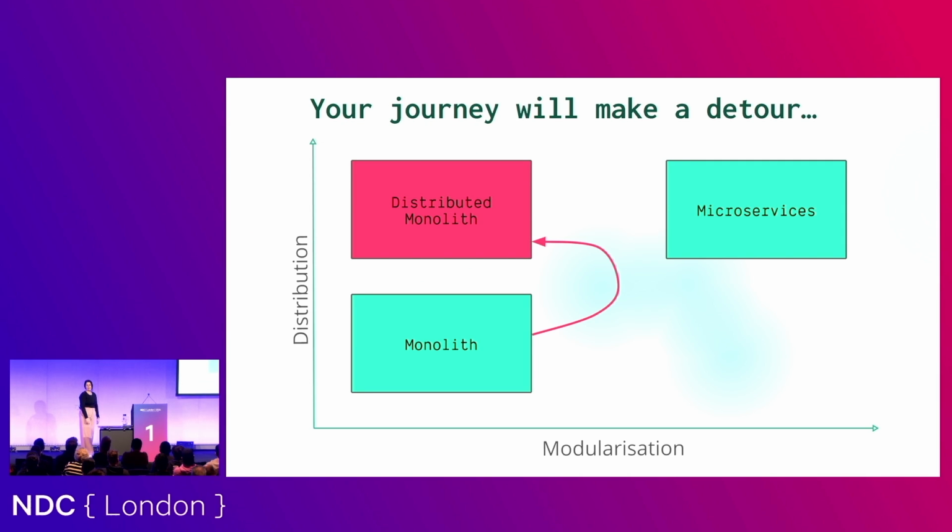You are going to end up at the distributed monolith. That's a very bad place. It's a really awful place to be because now you haven't got a distributed system and you don't have a monolith. We really don't want to be there.